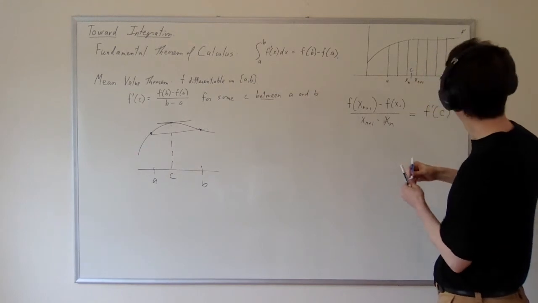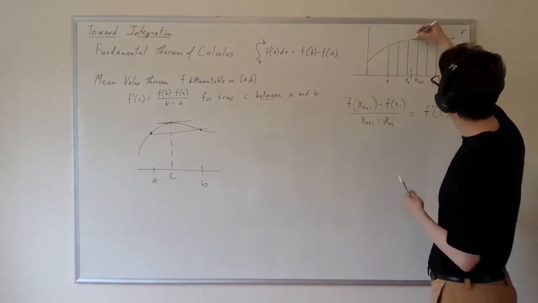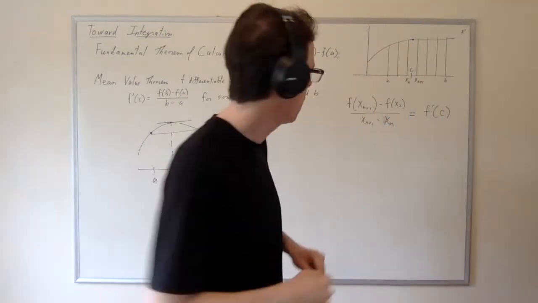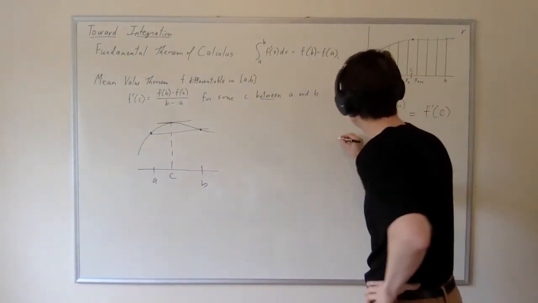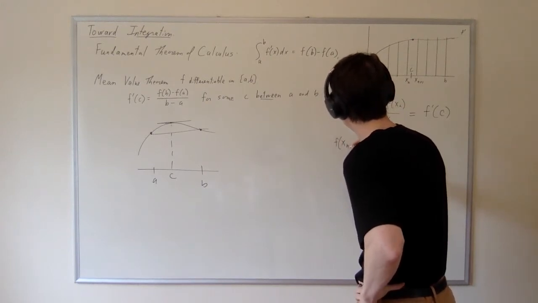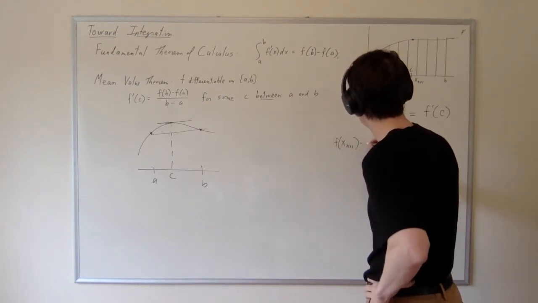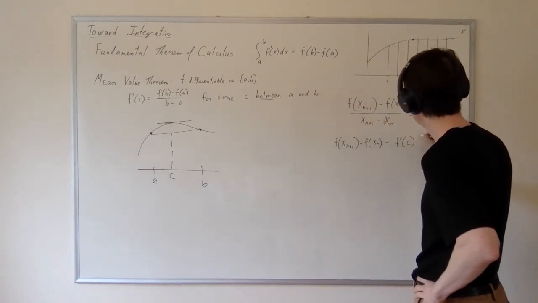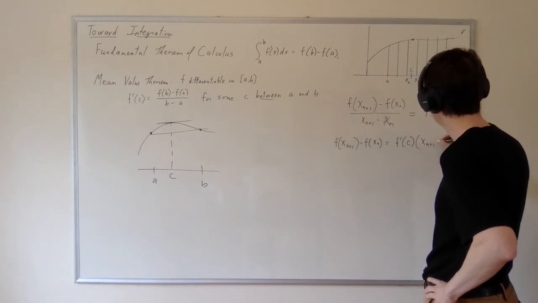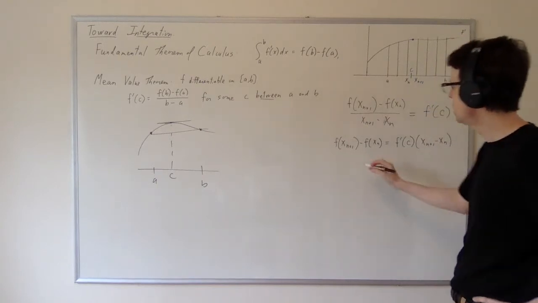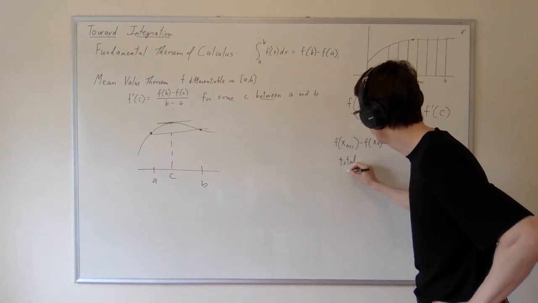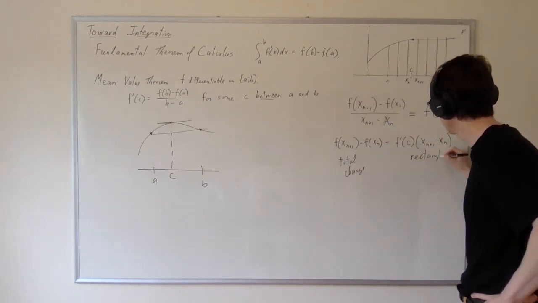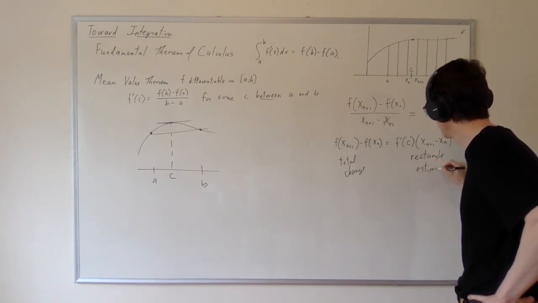So that's c. And notice this is the graph of f prime. So f prime of c is simply the height on that graph in this picture. Now, why is this equation so significant? Because this relates the total change in f to the rectangular estimate, f prime of c times the width of that rectangle. So this is the total change, and this is a rectangle estimate, which is an estimate of the integral.